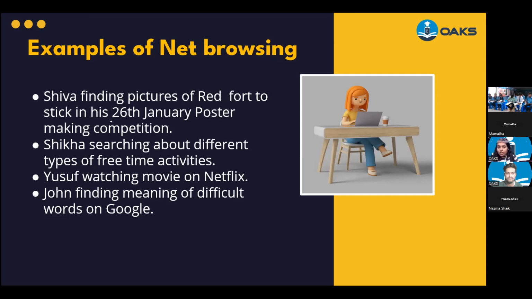So she is also just browsing. Yusuf is watching a movie on Netflix. So he is also somewhere browsing the internet, just the way Harsh sir said that he's actually doing recreational activities. One of them was watching movies, and John is finding the meaning of difficult words on Google. Suppose he came upon a difficult word, Renaissance. He doesn't know the meaning of Renaissance. What will he do? He'll search. He'll go to Google, click the search option, hit the enter button, and gradually he will find it.